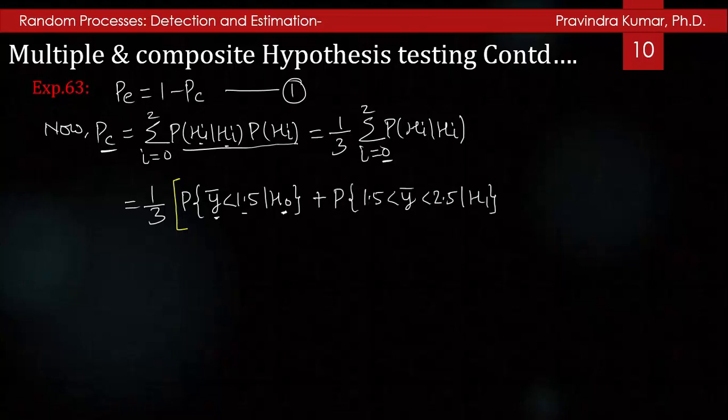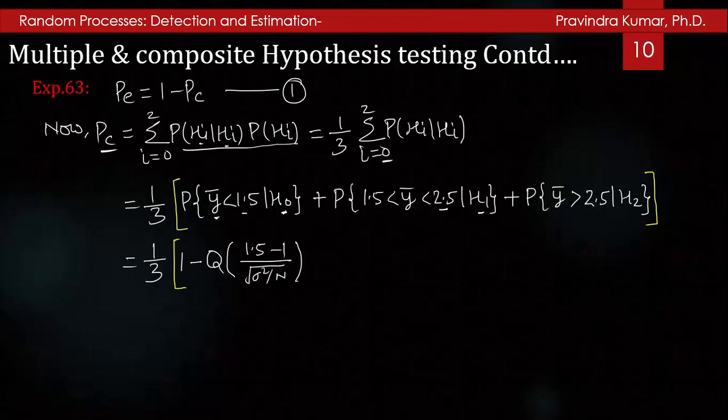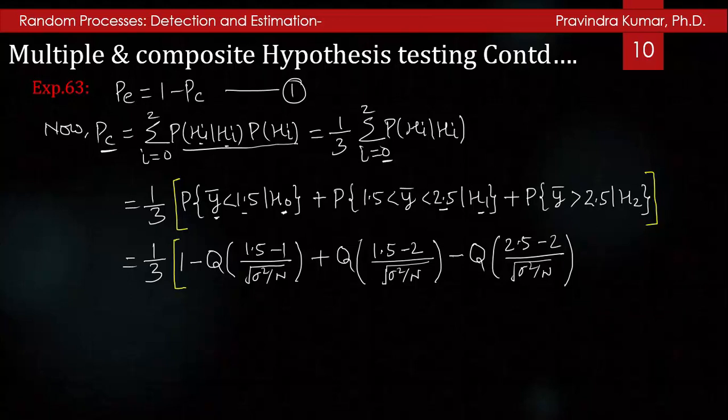correct decision, plus the probability that y bar lies between 1.5 and 2.5 and H1 is true, this is also a correct decision, plus the probability that the sample mean y bar is greater than 2.5 and H2 is true. So I can write it as 1/3 times [1 minus Q((1.5 minus 1) upon root of sigma square by n), plus Q((1.5 minus 2) upon root of sigma square by n) minus Q((2.5 minus 2) upon root of sigma square by n), plus Q((2.5 minus 3) upon root of sigma square by n)].